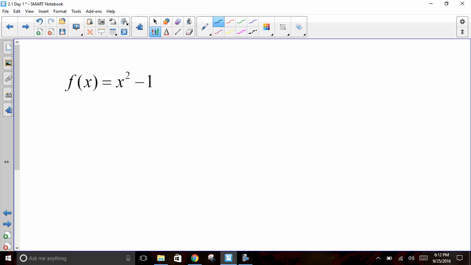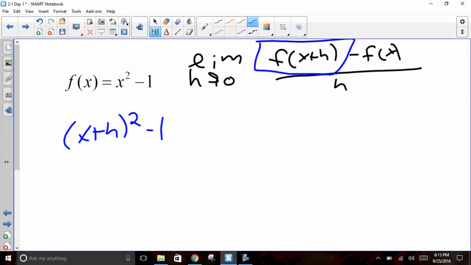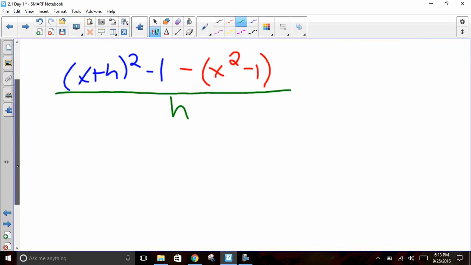Okay, so again, that formula was the limit as h approaches 0 of f of x plus h minus f of x, all divided by h. So first I have x plus h quantity squared minus 1, because that's that first part, minus the function, so minus x squared minus 1. Now remember all of that in parentheses, because I'm going to distribute that negative sign through later, all divided by h. Now you can write another little group of parentheses, because you know we're going to have to square this out.